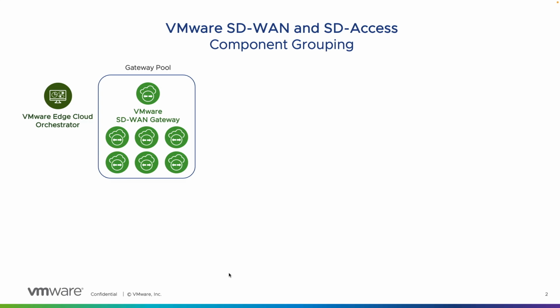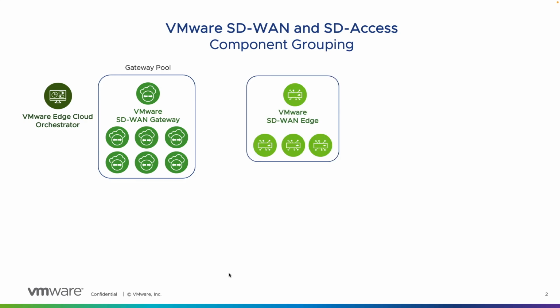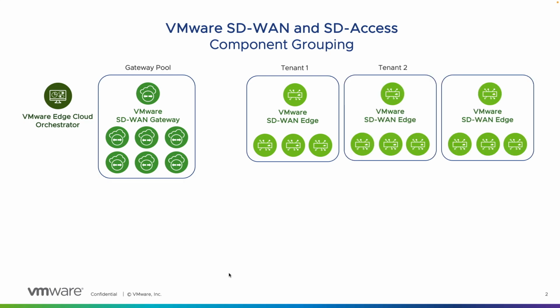End customer enterprises then have their edges provisioned through the orchestrator on the management plane, and depending on where the edges are physically located, will leverage the gateways that are close in proximity to them for the control plane and the optional data plane. Depending on the user accounts that the edges are provisioned from in the orchestrator, they form the tenant grouping, each of which is an isolated SD-WAN fabric for each end customer.